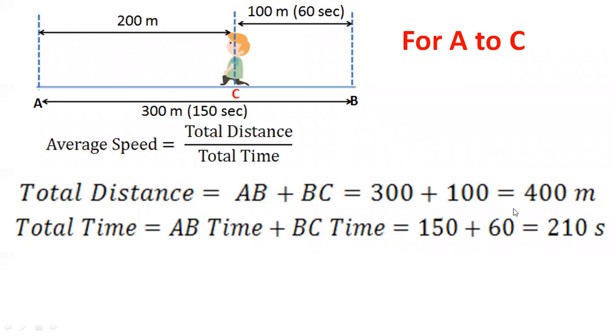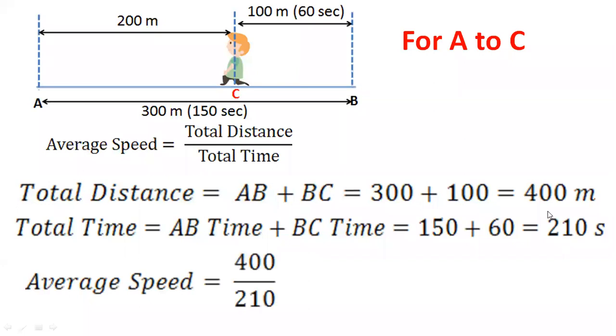Okay. Now these are the two things. Total distance we have got, total time we have got. All we need to do is divide them. So average speed would be total distance by total time, 400 by 210. 0 you can cancel. Now what will remain? 40 by 21. Now you can directly divide. How much will it be? 1.904 meter per second. Very simple. So average speed in this case is this one. So take a screenshot of this.